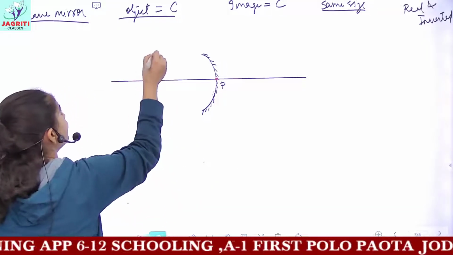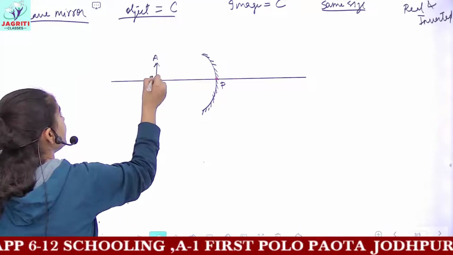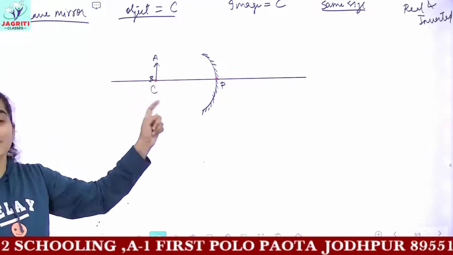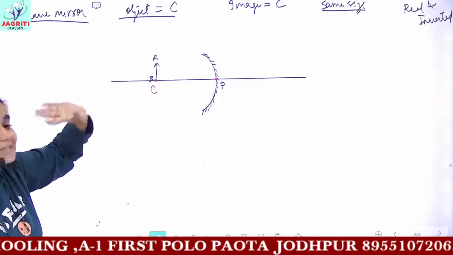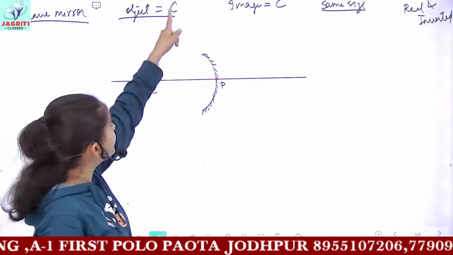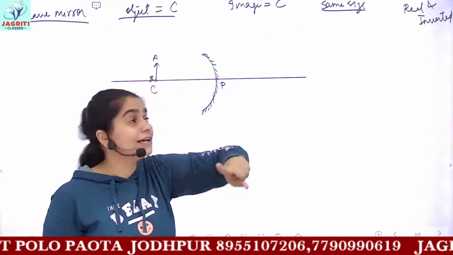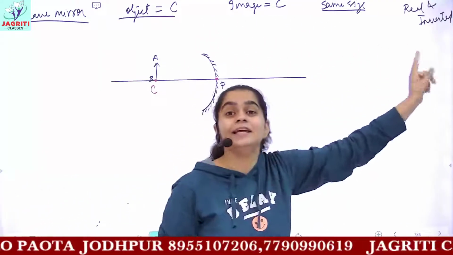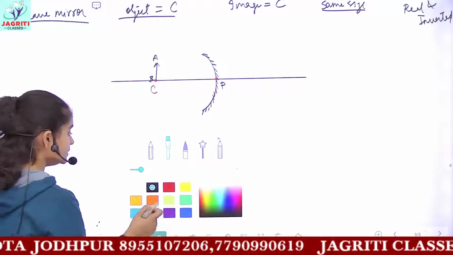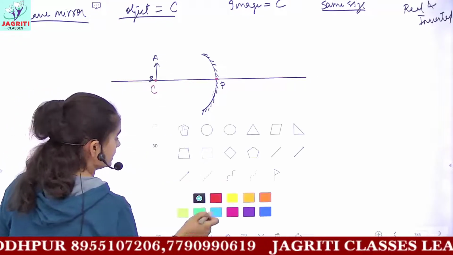Okay, and I will name my object AB. So this is AB, my object, which is positioned at C. Now when the object is present at the center, the image is also formed at the center, but this image is real and inverted. So now let's start drawing the lines.